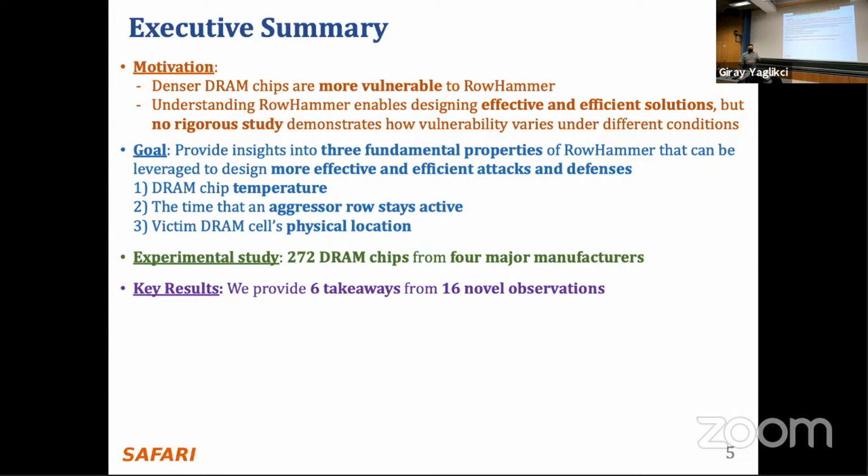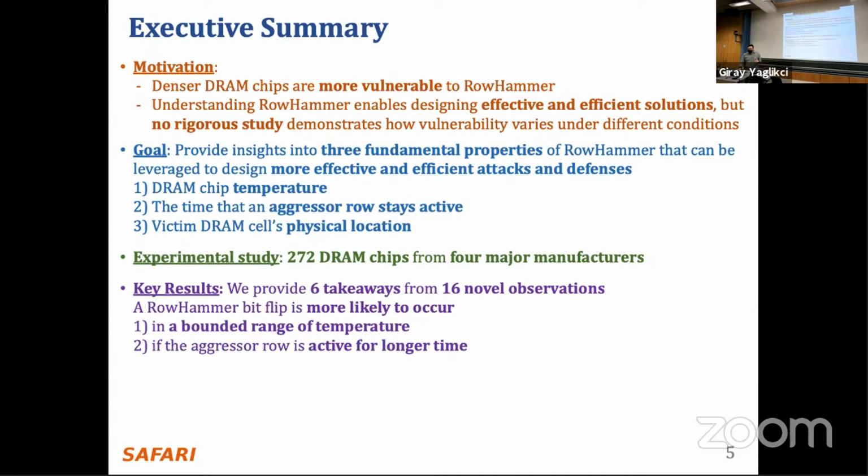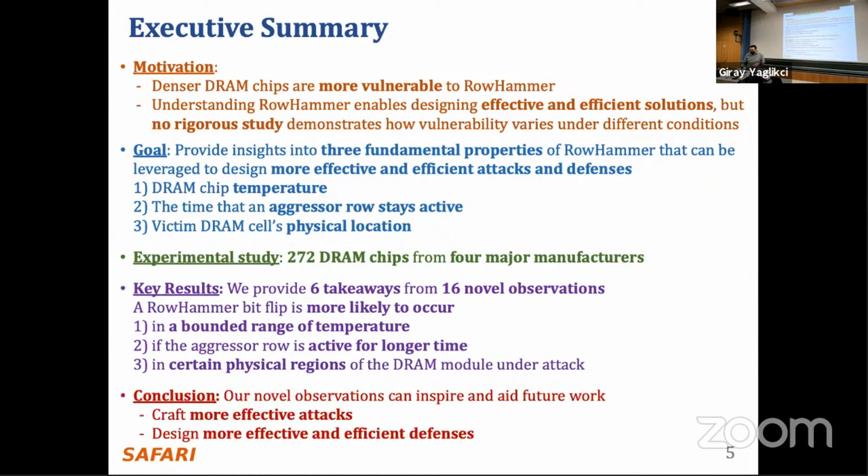I'm not going to go over all of them, but you can find everything in the paper very clearly. I'll just highlight a part of it here in the summary. This is one of the main takeaways: a RowHammer bit flip is more likely to occur in a bounded range of temperature if the aggressor row is active for a longer time and in certain physical regions of the DRAM module under attack. And our novel observations in this work can inspire and aid future work for crafting more effective attacks and designing more effective and efficient solutions.